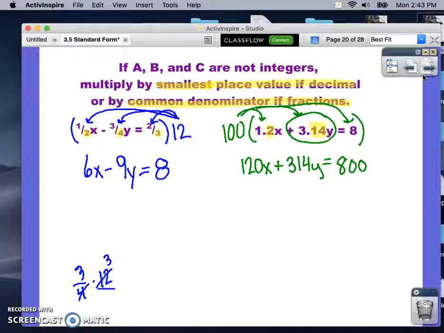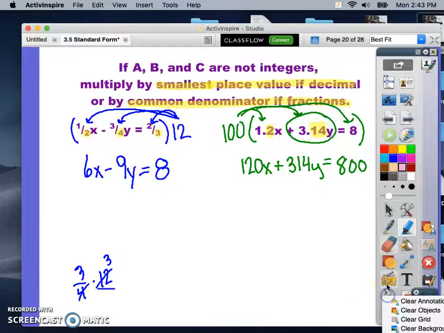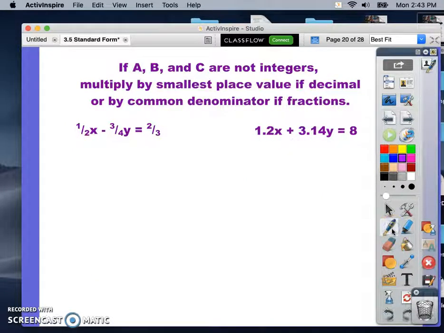All right, if a, b, and c are not integers, multiply by the smallest place value if it's a decimal, or common denominators if it's a fraction. So this one I will go through. On this one, 1/2 x minus 3/4 y equals 2/3. So this is my number 1/2. But all of these are fractions. Even if one was a fraction, I would want to multiply by a common denominator. So 2, 4, and 3 can all go into 12. So that means you're going to multiply everything by, change color, by 12.